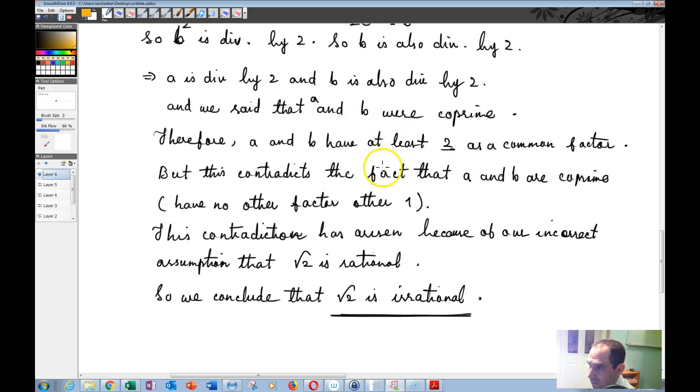This contradiction has arisen because of our false assumption, our incorrect assumption that square root of 2 is rational. The assumption that we made that square root of 2 was rational was actually incorrect. Otherwise, this contradiction would not have arisen. And so based on this, we can safely conclude that square root of 2 is irrational. Okay?